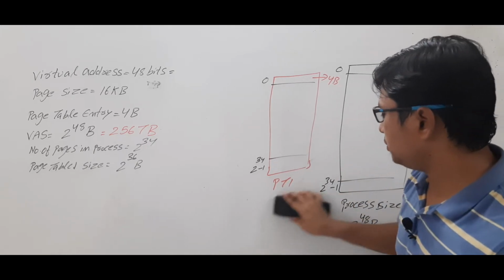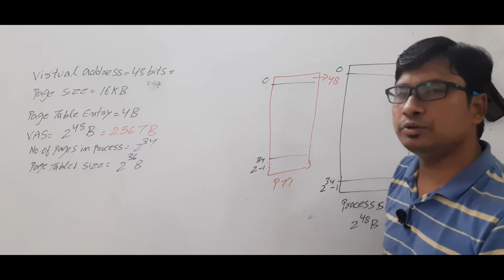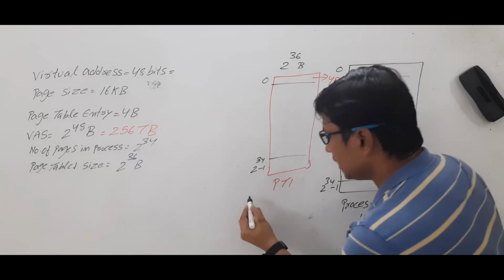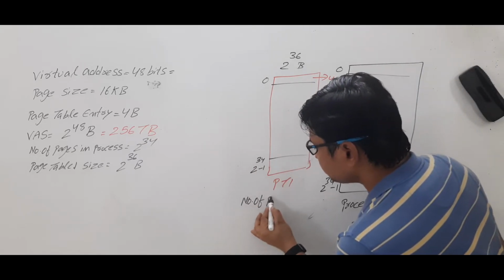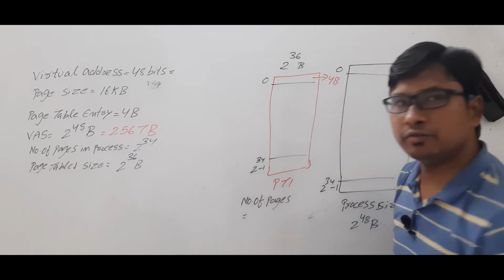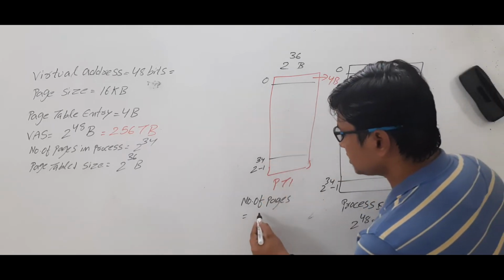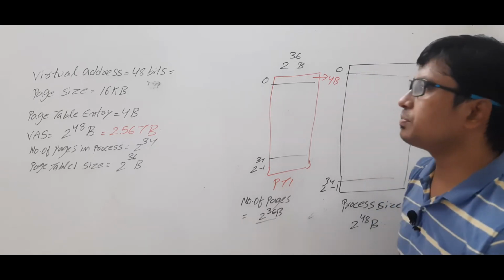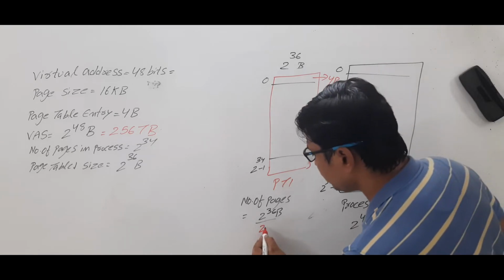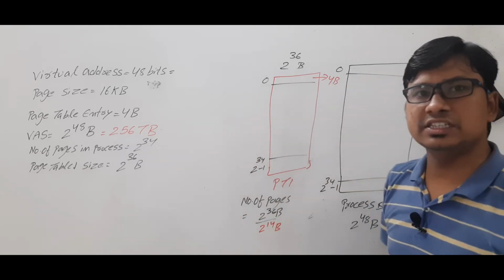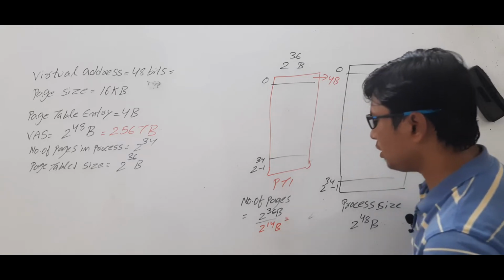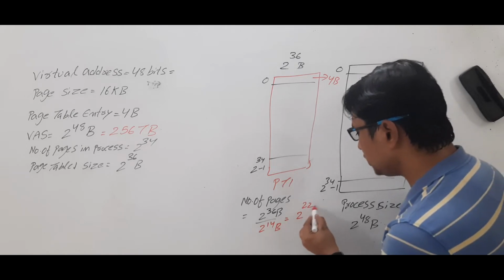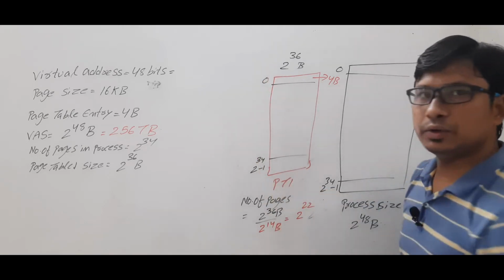So we have to divide this page table into multiple pages, and the size of this one is 2 power 36 bytes. So the number of pages in page table 1 will depend on the page table size, which is 2 power 36 bytes, divided by the page size. The page size is 2 power 14 bytes because it is 16 KB. So you will have 2 power 36 minus 14, which is 22. So 2 power 22 pages you can split it into.